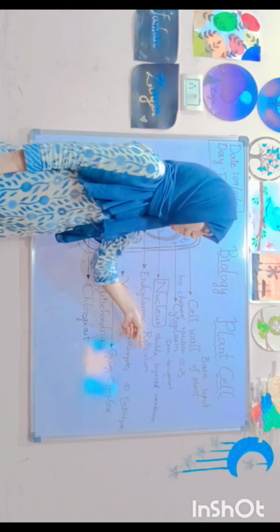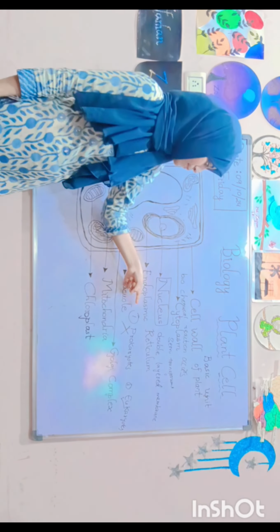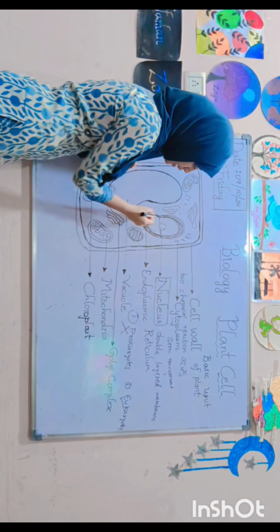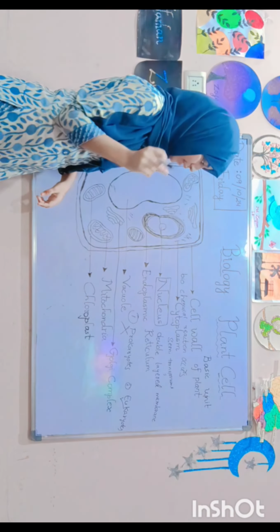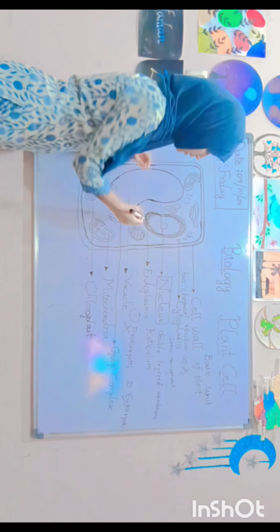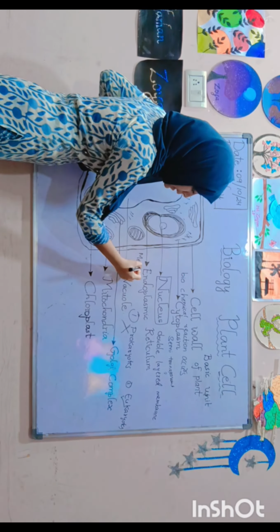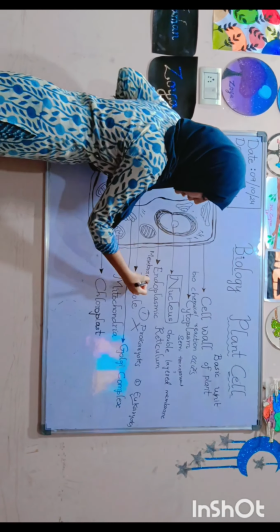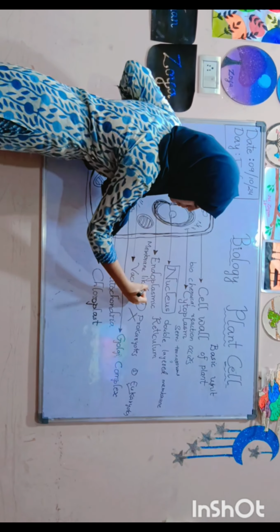Another one is the endoplasmic reticulum. The endoplasmic reticulum is like a membrane. You can see an eggshell has very thin membranes. Like that, in our plant cell, it has a very thin layered membrane-like structure called the endoplasmic reticulum.